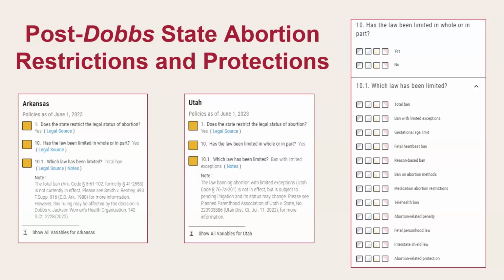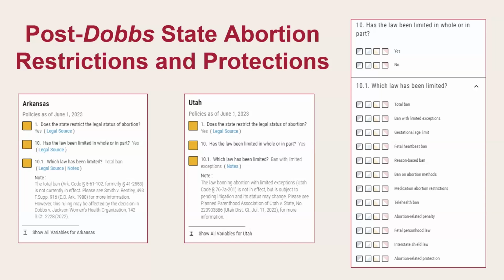One, if the law was enjoined or was held unconstitutional, we included the following caution note: X law is not currently in effect. Please see Y case for more information. If that limiting court ruling was based on Roe v. Wade and its progeny, and there was no official update on the court's ruling status after Roe was overturned, the following additional note was included: However, this ruling may be affected by the decision in Dobbs v. Jackson Women's Health Organization.